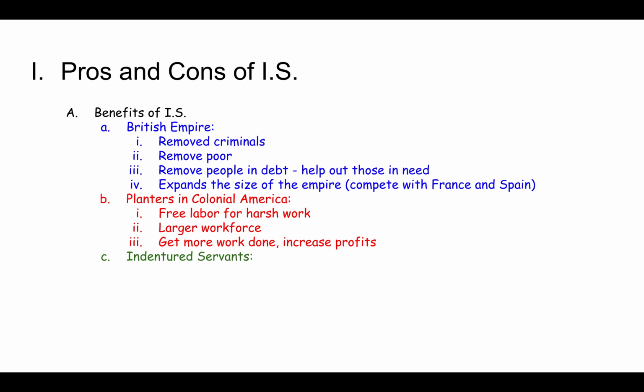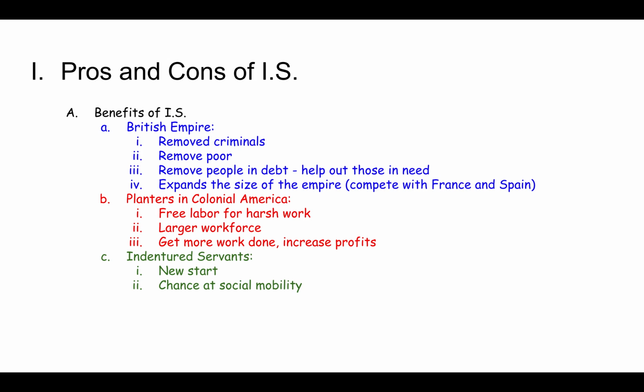And now we're on C, which is for the indentured servants. What was the benefit of indentured servitude for the servant, him or herself? Lowercase Roman numeral 1, it allowed them to have a new start at life. And that was big because in England and back in Europe, social mobility was very difficult. So if you were born poor, you stayed poor. This is a fresh start. If you were a criminal, a fresh start.